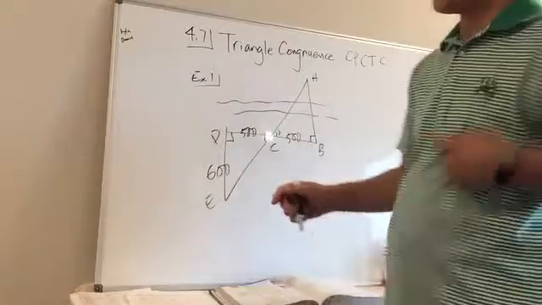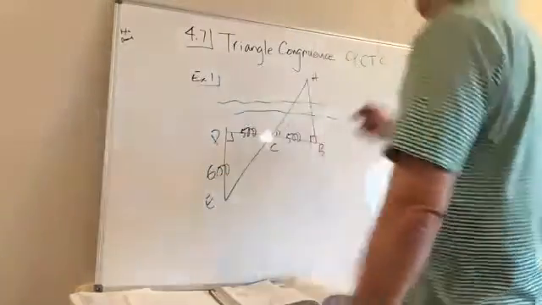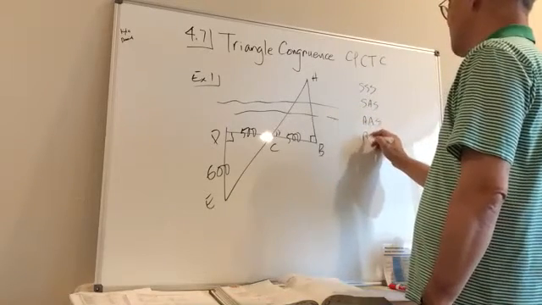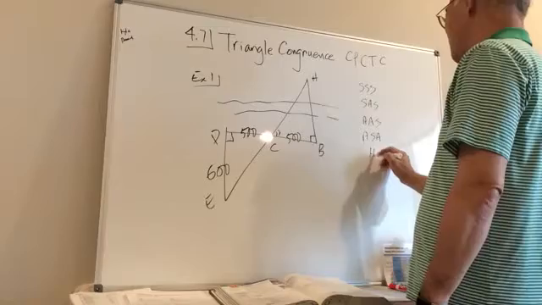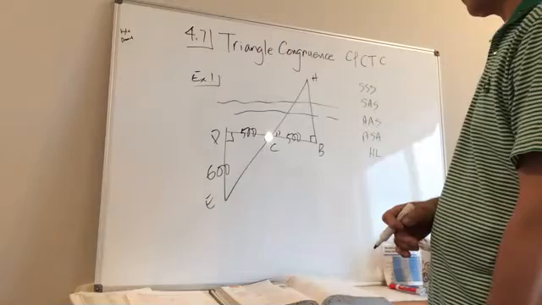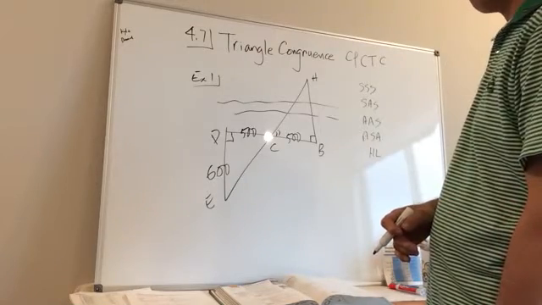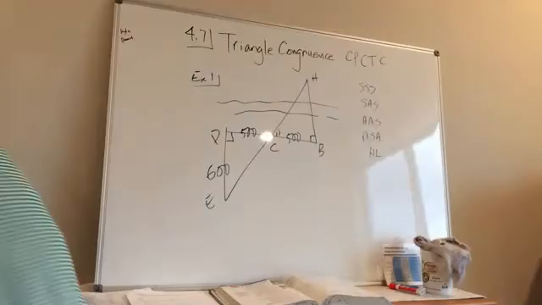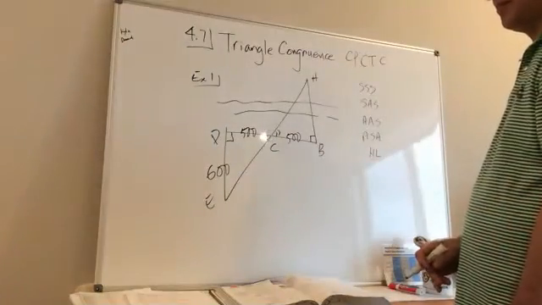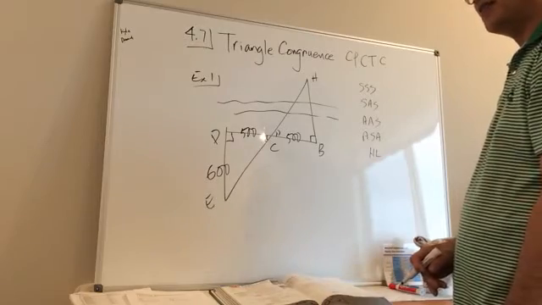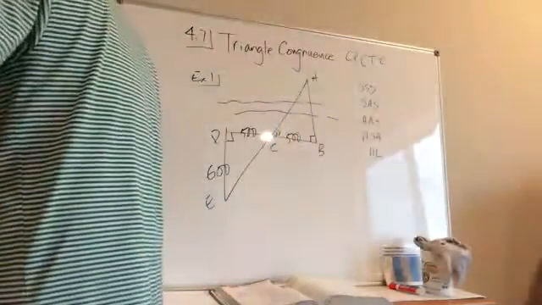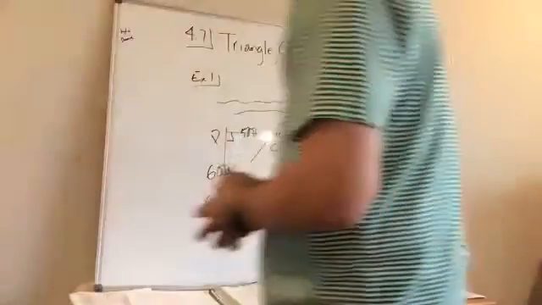So what theorem am I using? I have SSS, SAS, AAS, ASA, and HL. Which one am I using here to say that these triangles are congruent? Which can I use? Kayla? Is Kayla home? Kayla's not home? Holden, what can I use here?